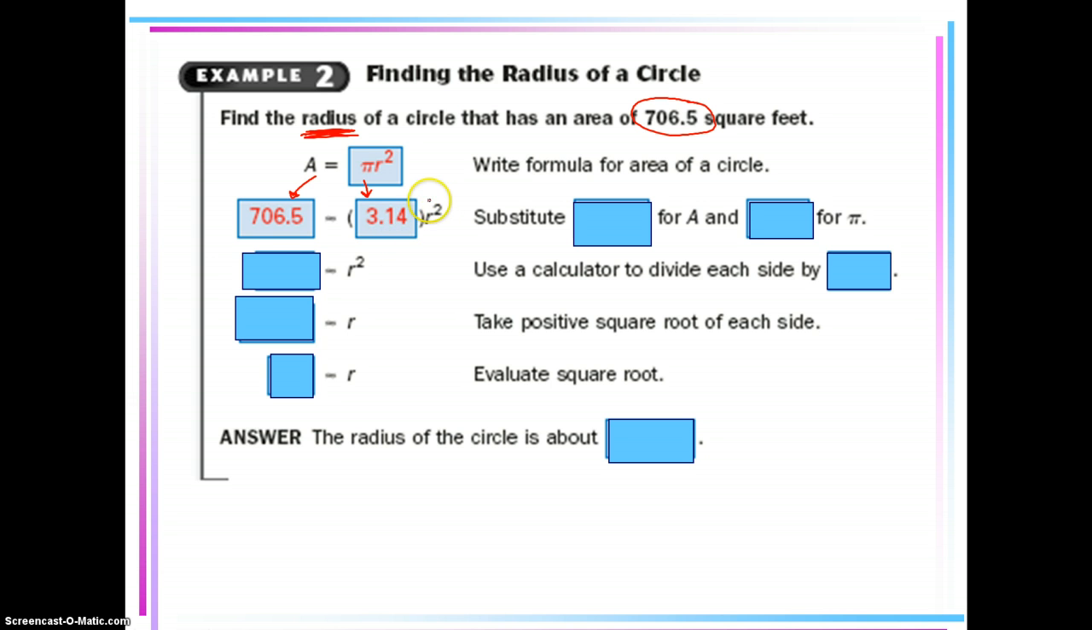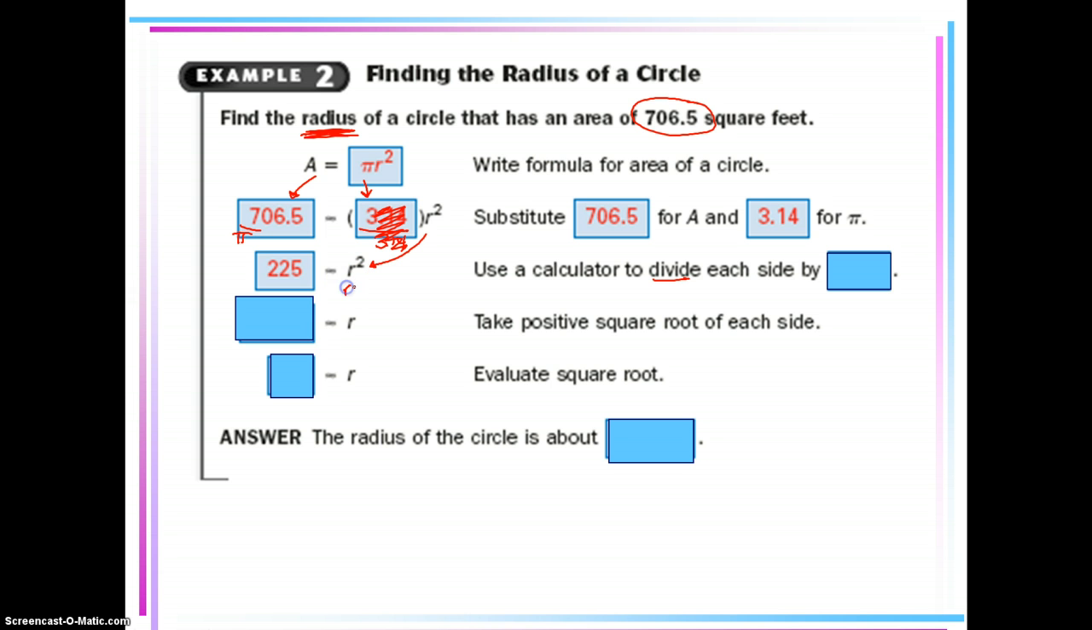I need to get this r squared by itself. To do that, I'm going to divide each side by pi. Again, what I did here was I divided by 3.14 to both sides, or pi. That crossed off the pi from the right side, you're left with r squared. 706.5 divided by pi is 225. Now what I have is 225 equals r squared.